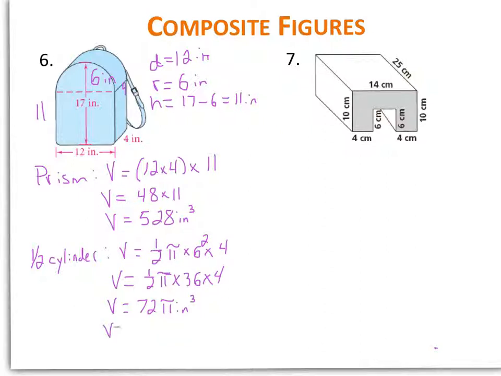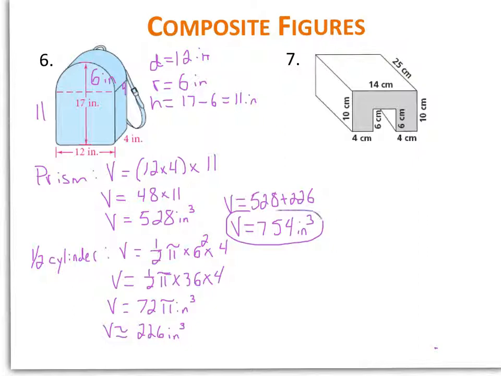which is about 226 inches cubed. Then to find the volume of the whole backpack, take 528 plus 226. So volume is 754 inches cubed for the entire backpack. Okay, I'm going to separate these two problems.